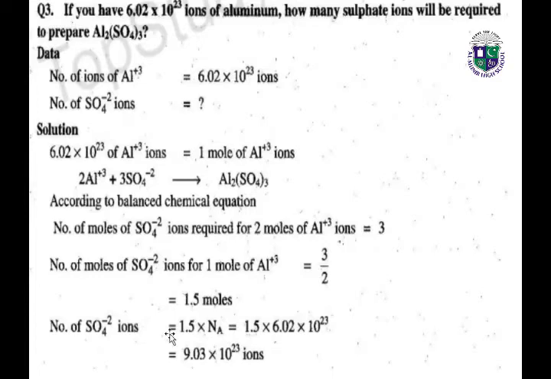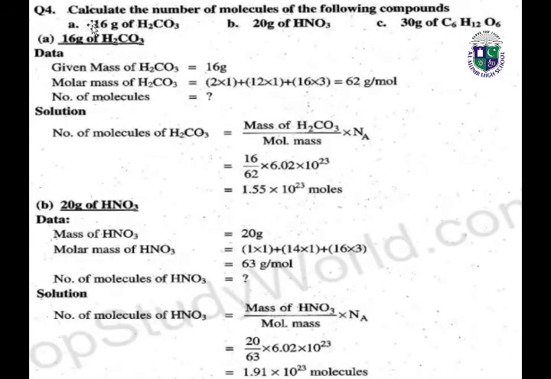Number of sulfate ions is equal to 1.5 × Na. The value of Na is 6.02 × 10^23, as I told you earlier. By multiplying it, we get the answer, which is 9.03 × 10^23 ions. Here we have some 3 parts of question number 4.